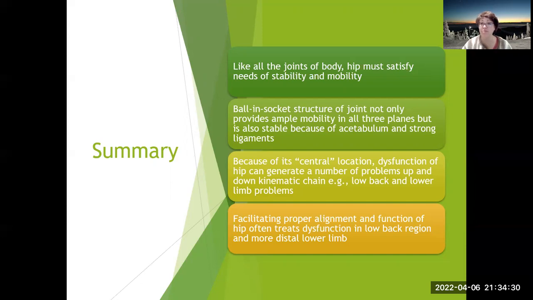So hip exercises are integral to a lot of therapy programs. If you're working on balance, you're working on hip abductor strength. If you're working on lumbar stability, you're working on hip strength. If you're working on knee issues, you're working on hip strength. So hips are hugely important in any sort of rehab program. And that's one of the reasons why we start talking about them first, even though it's chapter 9 in the book.